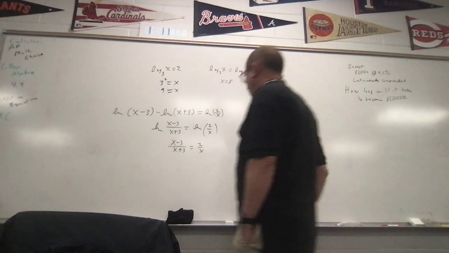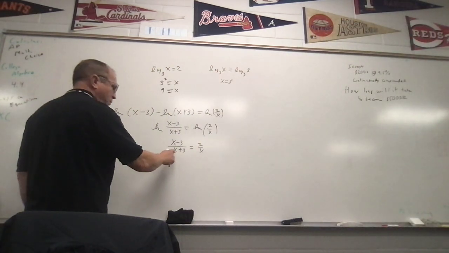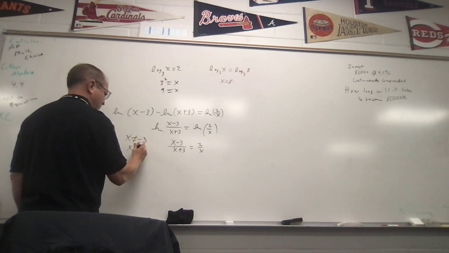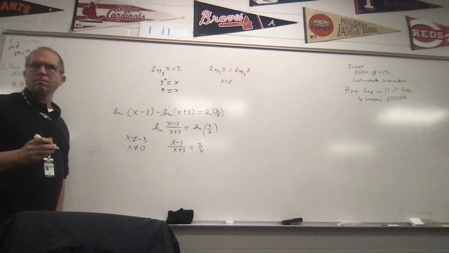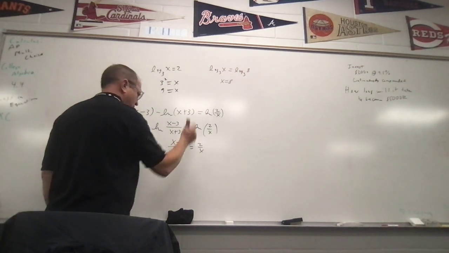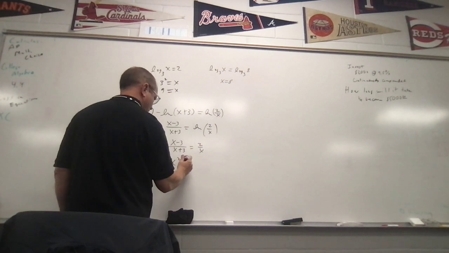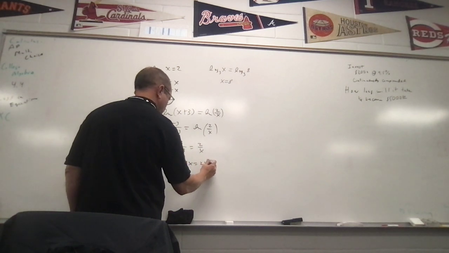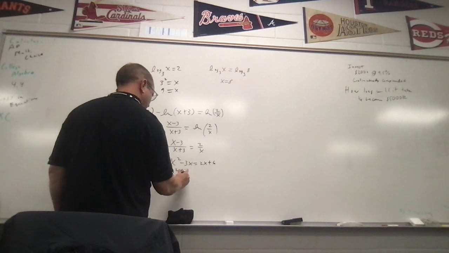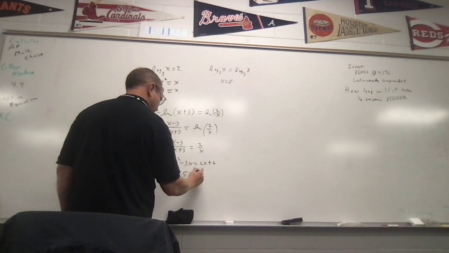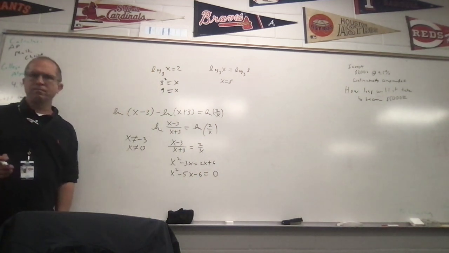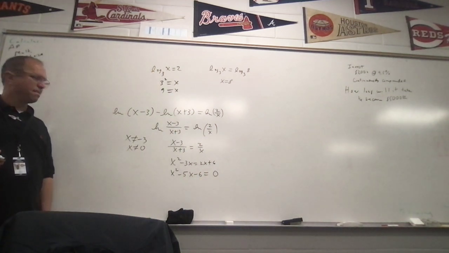All right, so now, at this point right here, I know that x cannot equal negative 3 and x cannot equal 0. So, with that in mind, I can cross multiply here. So, I get x squared minus 3x equals 2x plus 6. So, subtracting, I get x squared minus 5x minus 6 equals 0. It's a quadratic. Are we good here?